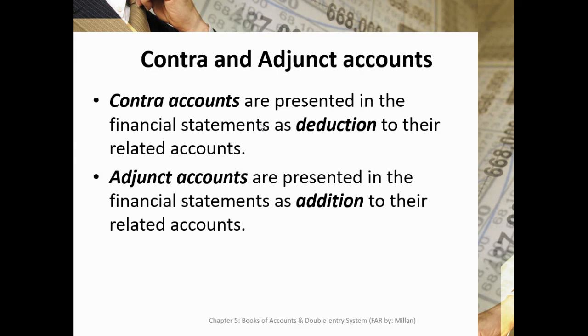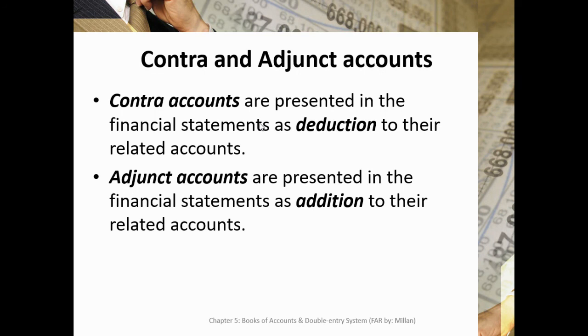Example, your accounts receivable has a balance of 100,000, while the related allowance for bad debts account has a balance of 20,000. So how much is the carrying amount of your accounts receivable? So meron kang accounts receivable na 100,000. Syempre, dahil contra account niyang allowance na 20,000, ibabawas mo siya para makuha mo yung net carrying amount niya na 80,000 pesos.